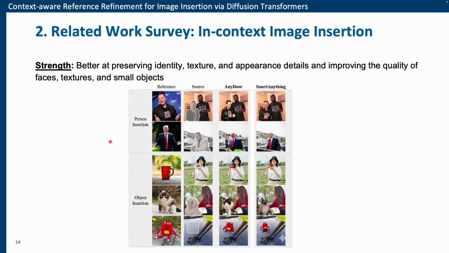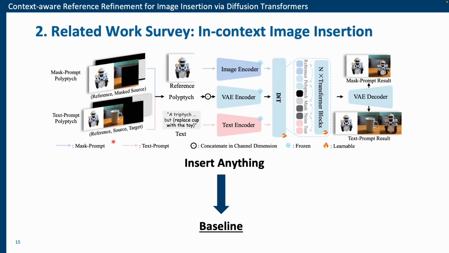Finally, Insert Anything is strong at preserving identity, texture, and appearance details. It also improves the generation quality of challenging regions such as faces, fine textures, and small objects. Due to these advantages, we chose Insert Anything as our baseline. However, the generated results may still show some contextual inconsistencies in complex scenes.